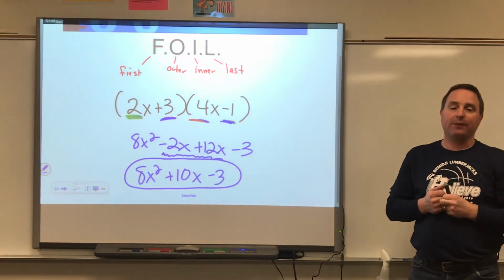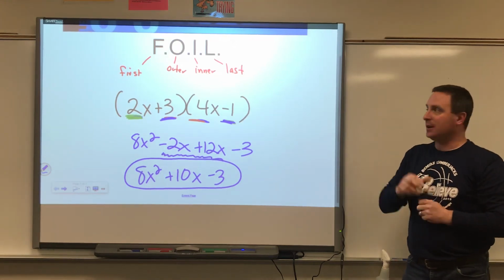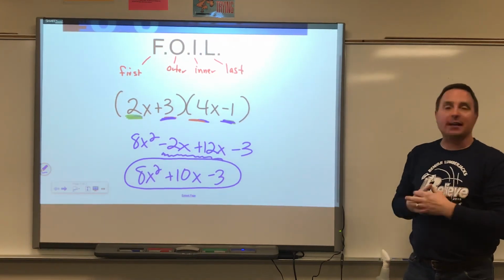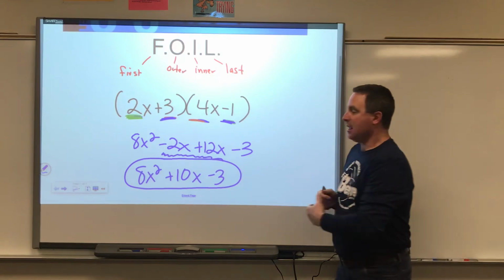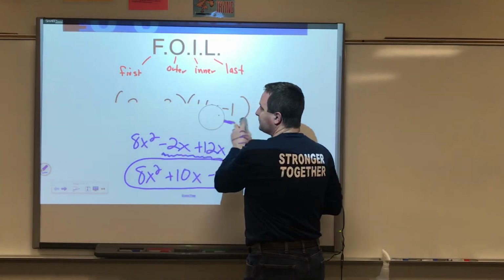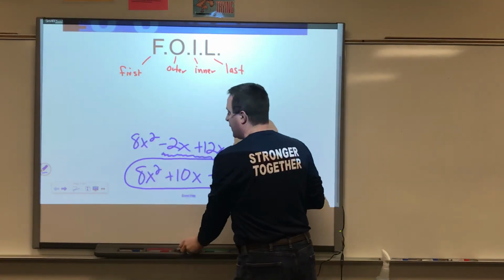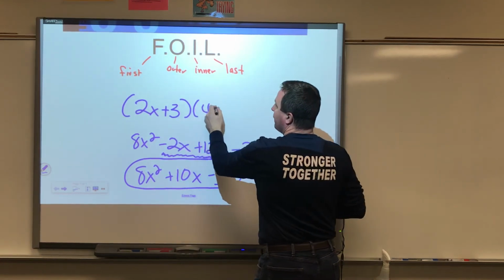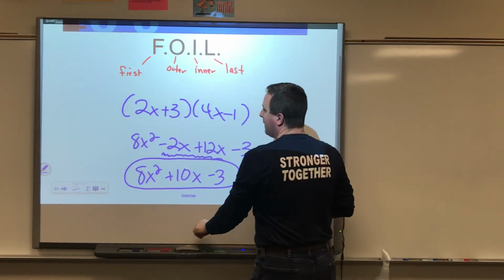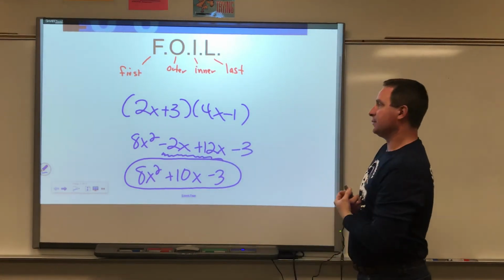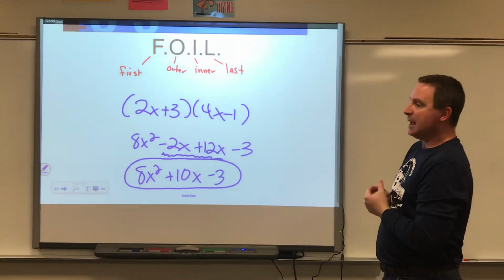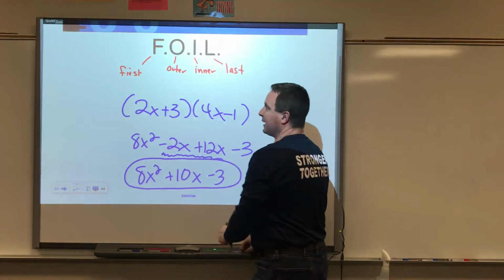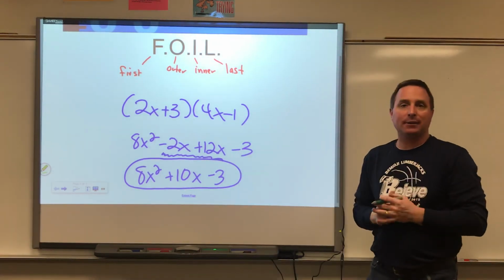But it stands again for first, outer, inner, last. And you can think of it as that if you want to. I'm just going to throw this out there. Oh, shoot. I forgot what I had there. 2x plus 3 and 4x minus 1. If I was to multiply those again, I think that's what I had, wasn't it? Yes.